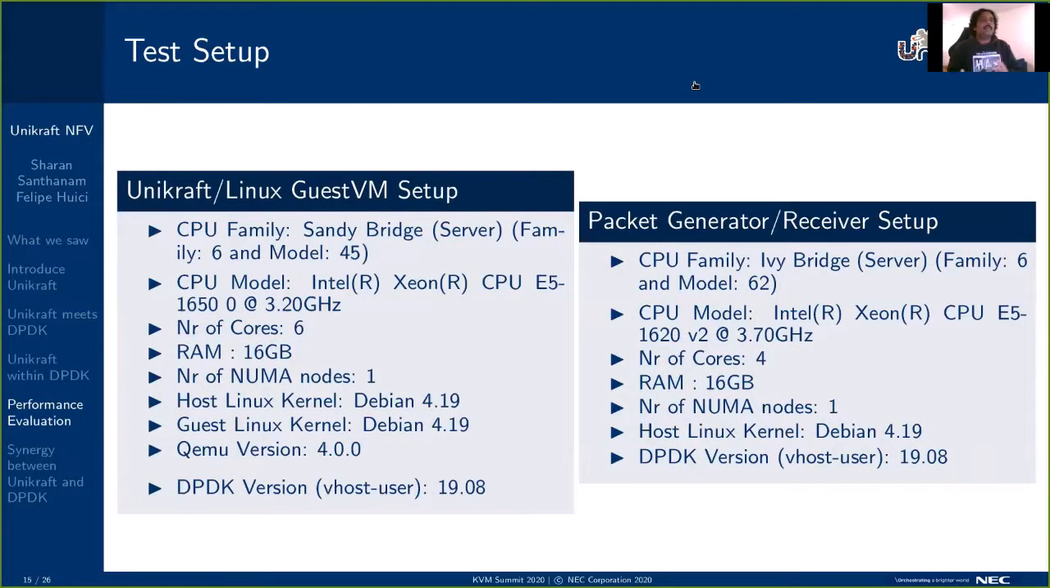And finally, we talk about the performance evaluations. Here, we used two systems. One was the packet generator and receiver, and the other system runs the Linux VM or the Unikraft VM. It is a Sandy Bridge server with 6 cores. We were using DPDK 19.08, QEMU version 4, and the host kernel and the guest kernel were 4.19.